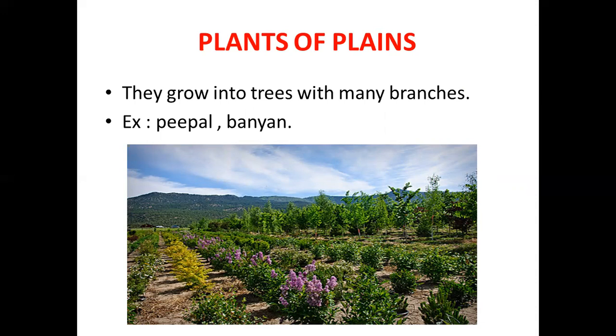So many plants we can observe on the plain areas or plains, and they grow into trees having many branches. Usually herbs, shrubs, trees and so many types of plants will be there, and they possess many branches. They give rise to flowers, fruits, etc.